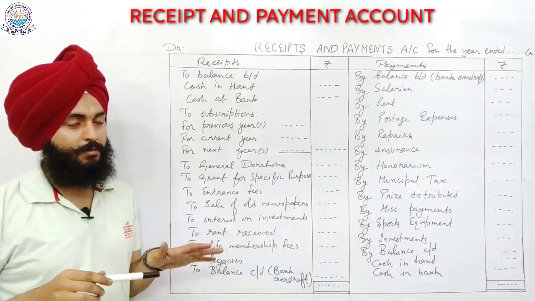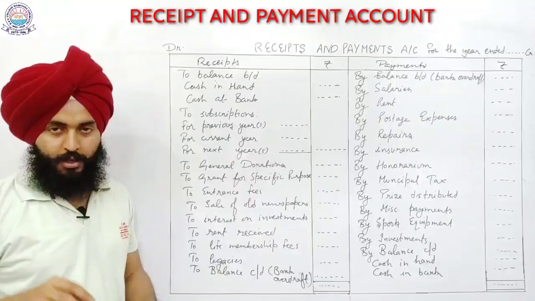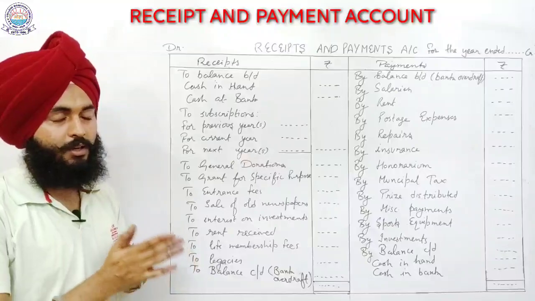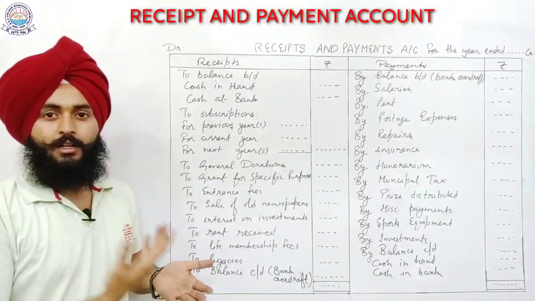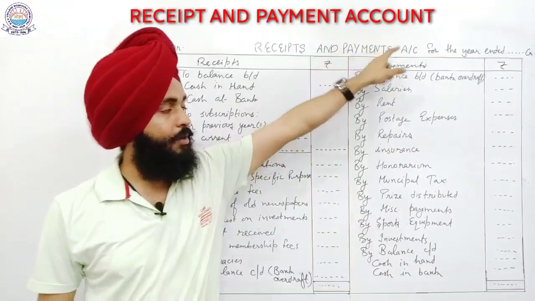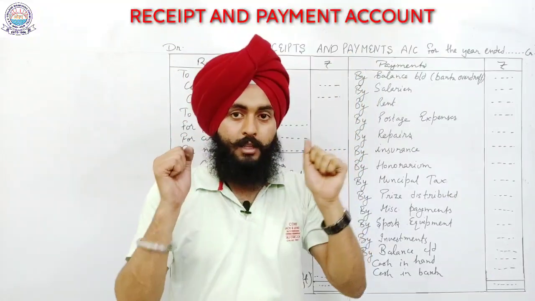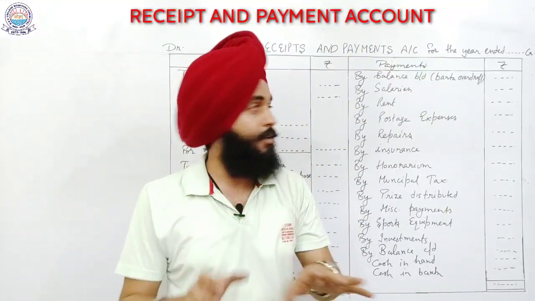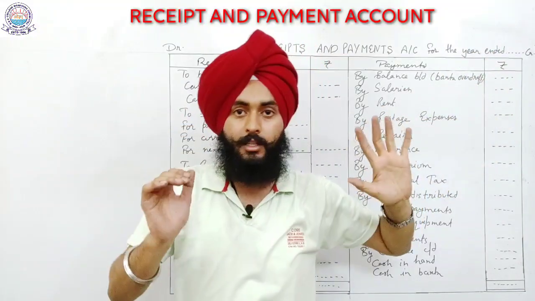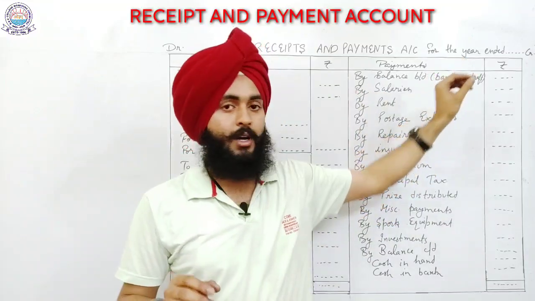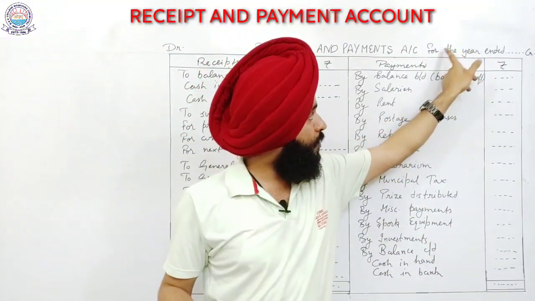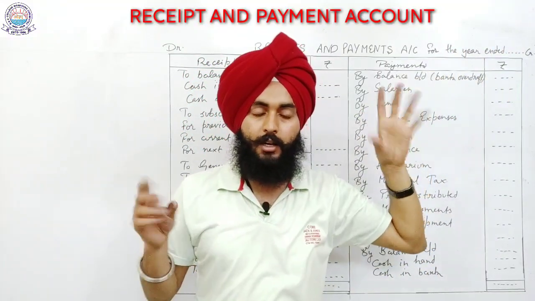So this is the format of receipt and payment account, and I told you before that it is quite similar to the cash account. So let's see what kind of transactions we have in a receipt and payment account. First of all, in the format, in capital letters, the thing which is mandatory for you to write is "for the year ended", whatever the year is. Otherwise half a mark will be deducted definitely. If you don't write "for the year ended", half a mark is gone.